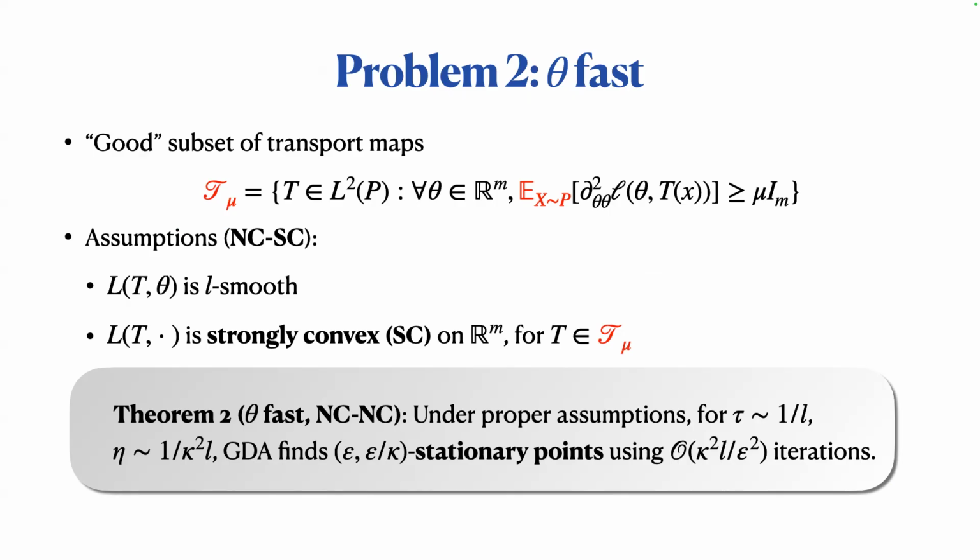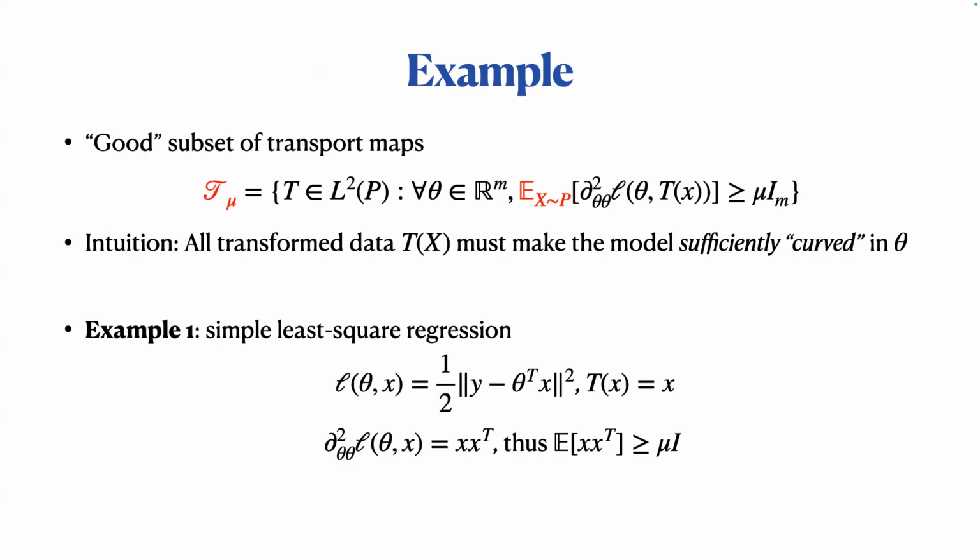And so let's give some intuition. What does this tell us? For example, what is a good subset of transport maps? Consider a very simple least squares regression problem. This is my loss function here. If I just consider a very simple T, which is not doing anything, then what is going to be the second order derivative with respect to theta? It is X X transpose, the covariance matrix. So this means that as long as my data is well behaved, right, the covariance matrix doesn't have to be degenerate, then this is a good transport map.